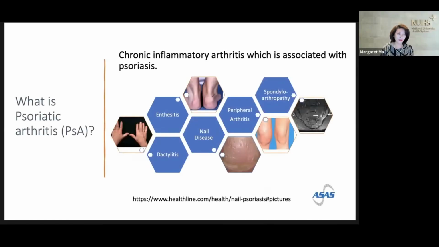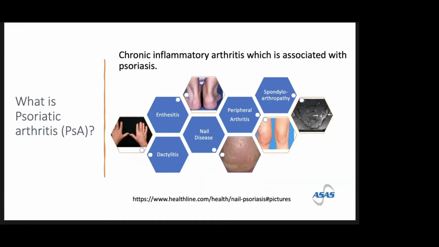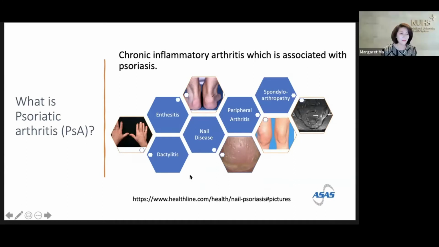So what is psoriatic arthritis, or PSA? It's chronic inflammatory arthritis, which is associated with the skin disease psoriasis. I'm sure everyone knows that here, because I'm sure you all have an interest in this. Chronic means it's a long-term disease, a long-term condition. It's something that you live with, unfortunately.